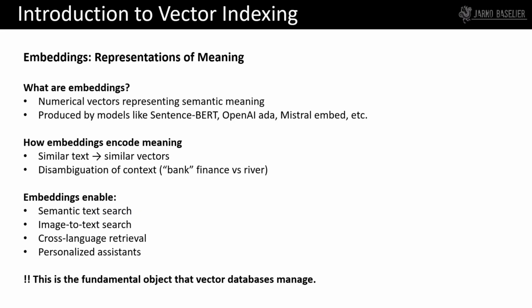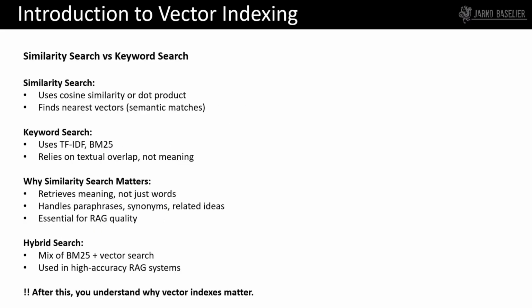How do embeddings encode meaning? Well, similar text produces similar vectors. They also disambiguate context, for example, bank, finance versus river. Embeddings enable semantic text search, image to text search, cross-language retrieval, and personalized assistance. This is the fundamental object that vector databases manage, and this will become clear in a few slides.